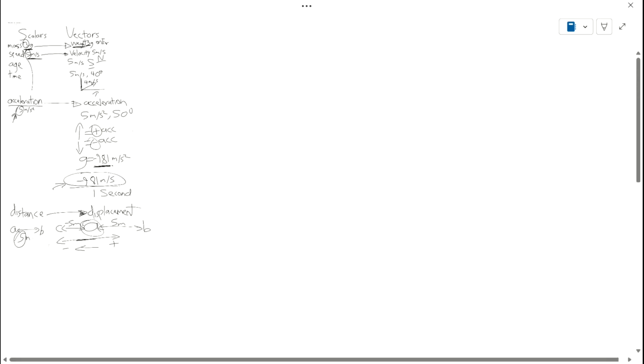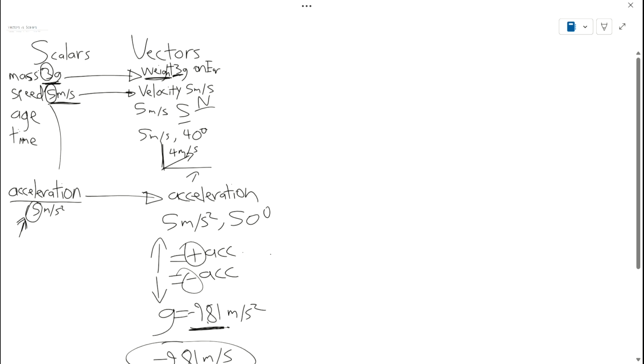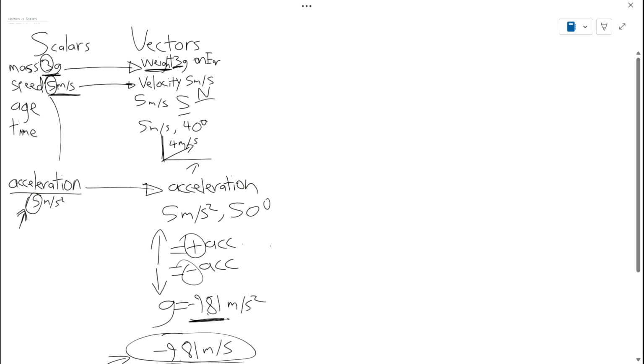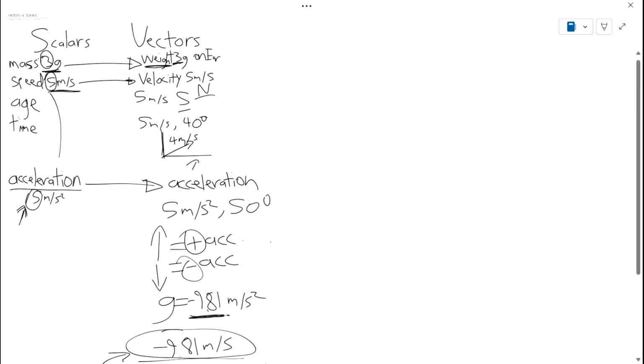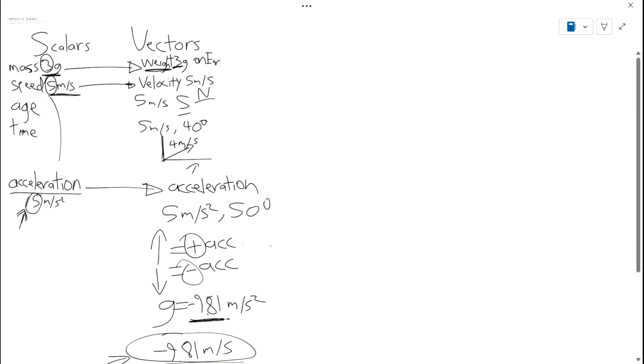And that is essentially all there is to know, at least in the beginning of Regents physics, about scalars and vectors. And you'll see these being used a lot in the next few units and videos, in which we're going to be using vectors to describe a lot of motion with the kinematic equations.